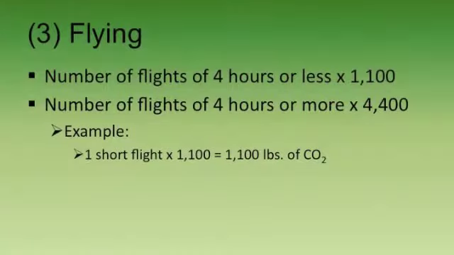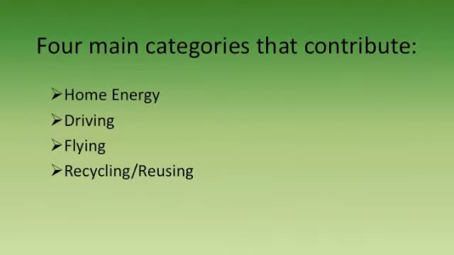Our next category is flying. Generally, we can categorize these flights based on their length. You can start by multiplying the number of flights 4 hours or less by a factor of 1,100. Next, multiply the number of flights which were 4 hours or more by a factor of 4,400. For example, let's assume that one short flight, 4 hours or less, produces 1,100 pounds of CO2 burn-off.